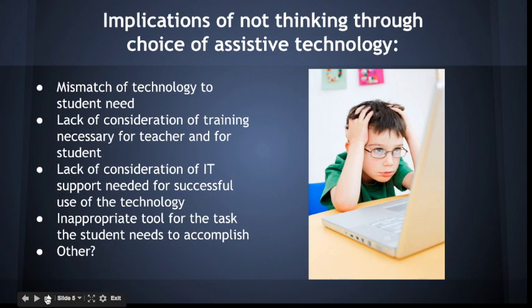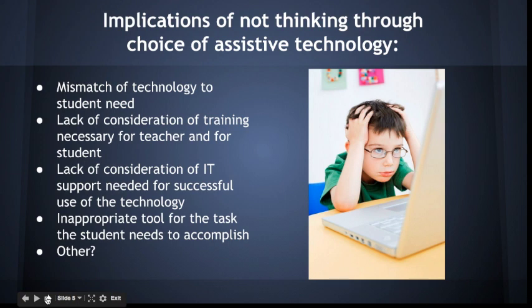If we don't think of it individually, some of the implications of not thinking it through might be a mismatch of technology to the student need. So we're providing a tool for a student that may not meet the need that the student has. The lack of consideration of training necessary for a teacher or for a student. Sometimes if we jump to a more high-tech dynamic solution, it can automatically be setting that child up for failure, especially if the support people around him or her are not comfortable with the tool.